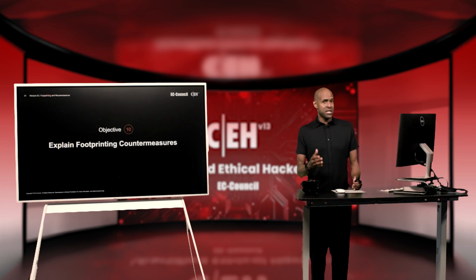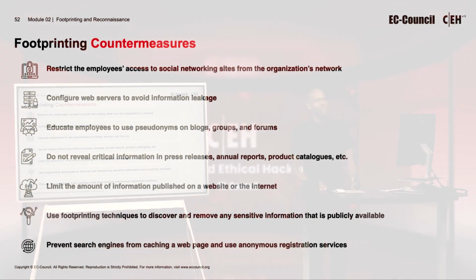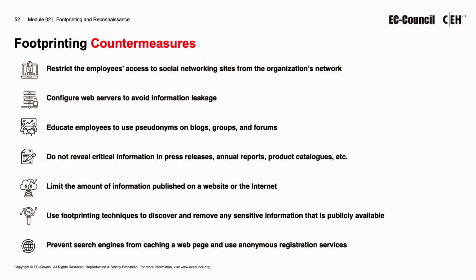But now let's compare what I was talking about, ubiquitous encryption and identity and hardening and updating and training, and let's see if they appear in this list. Come on, let's have a look. So first of all, we see that we want to restrict employees' access to social networking sites for the organization. So that is going to involve a little bit of ubiquitous training. Configure web servers to avoid information leakage. That's going to be hardening. Educate employees. Again, training. You're going to use pseudonyms.